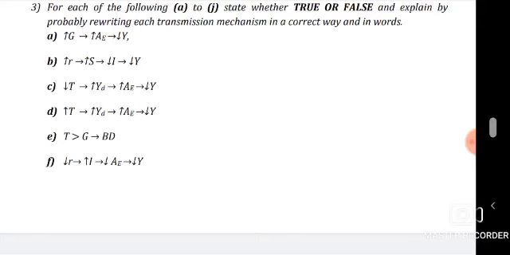C, if taxes, so far what have we analyzed? Part A is false, B is true. I hope I'm moving together with you. C, tax goes down. Okay, disposable income goes up.